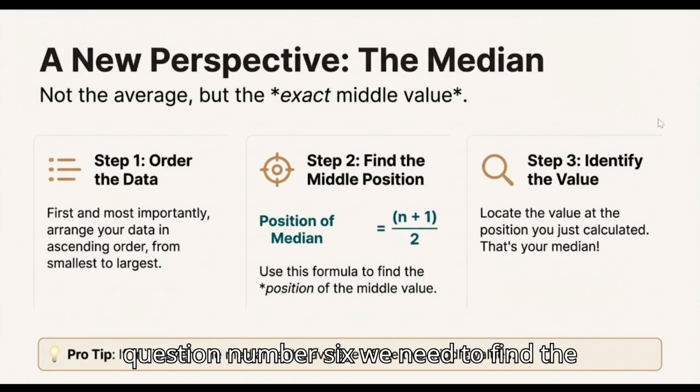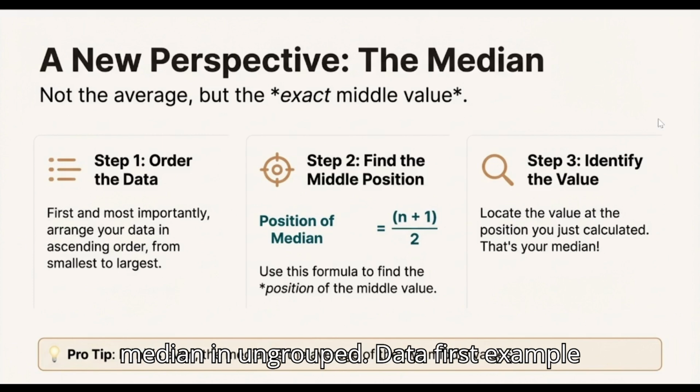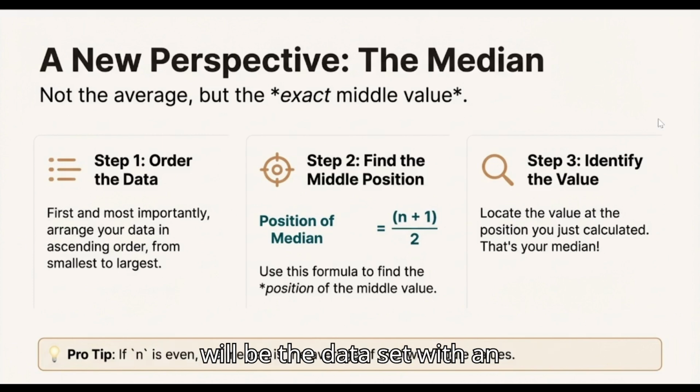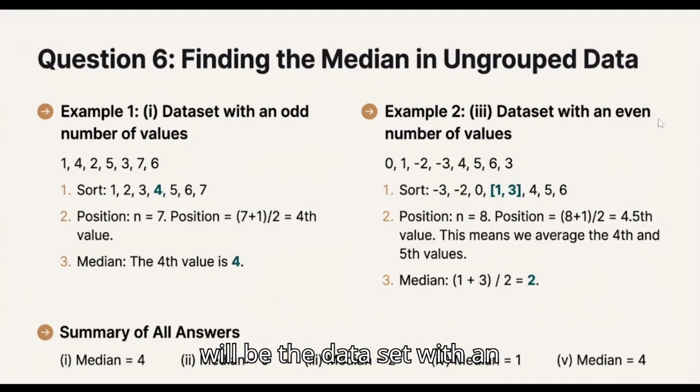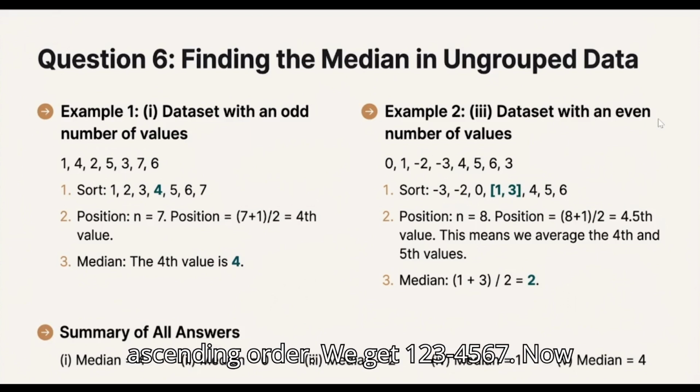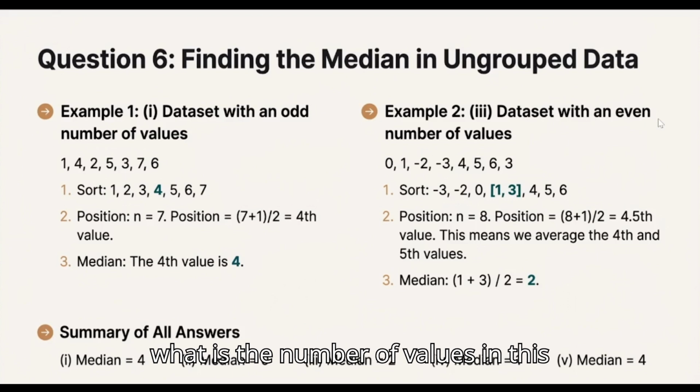So in question number 6, we need to find the median in ungrouped data. First example will be the data set with an odd number of values, and the second will be the data set with an even number of values. So for the first example, we have a data set which is not sorted at all, that is 1, 4, 2, 5, 3, 7 and 6. Sorting it in ascending order, we get 1, 2, 3, 4, 5, 6, 7.